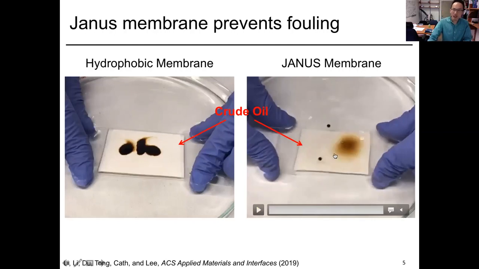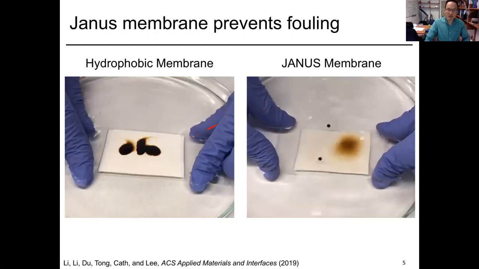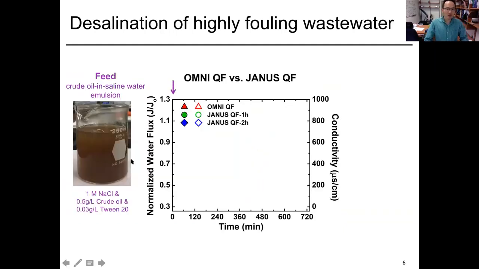So as you can see, these crude oils were immediately detached from this membrane surface, showing very excellent fouling resistance of our developed membrane. So we used this Janus membrane in the membrane distillation process like this. As a source water, as a feed water, we prepared this very dirty crude oil in saline water emulsion as a model dirty water to desalinate.